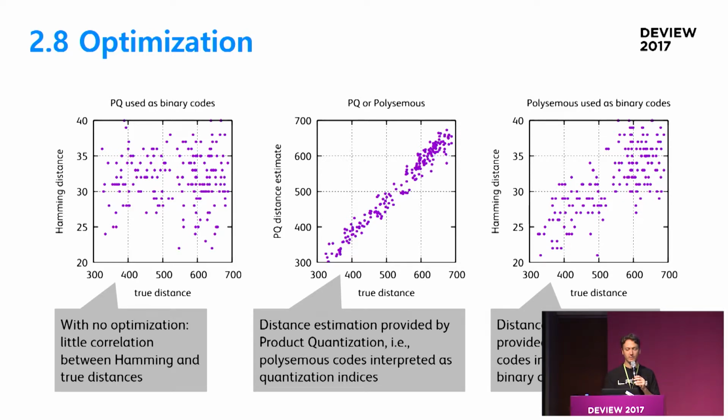I say as expected because we know that the PQ distance is a good estimator of the Euclidean distance. And on the right, I show the Hamming distance as a function of the true distance in the case of Polysemous codes, so after we've optimized the assignment. And of course, the correlation is not quite as strong as in the PQ case, which isn't surprising. But on the other hand, it's significantly better than when we do not perform any optimization.